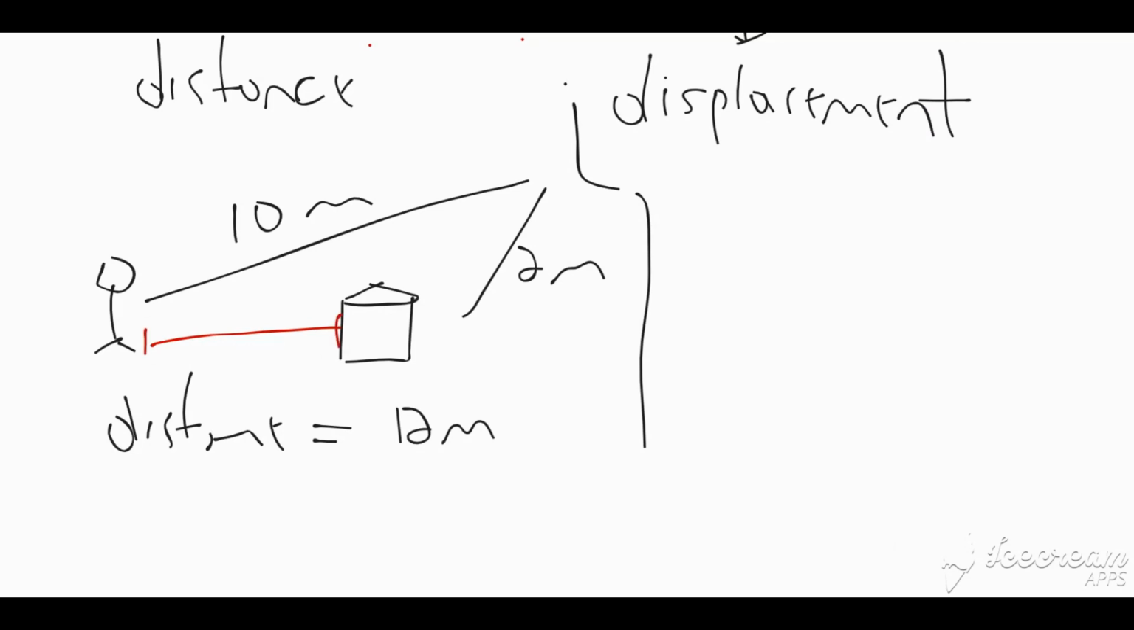Alright, so it looks at where you are relative to where you end. And that distance right there is really a straight line from where you started to where you ended. So the direction is specified, and that is what is important. However, your distance would still be 12 meters.